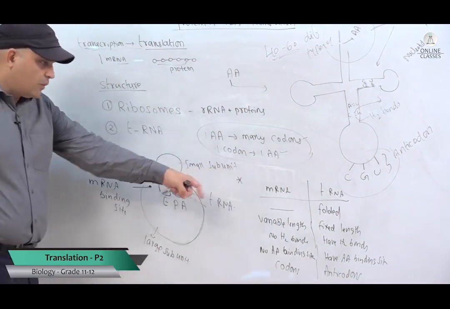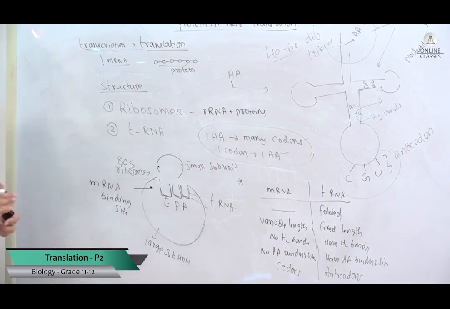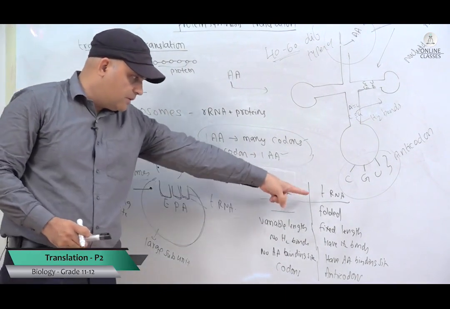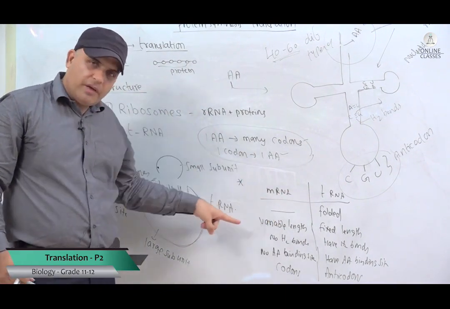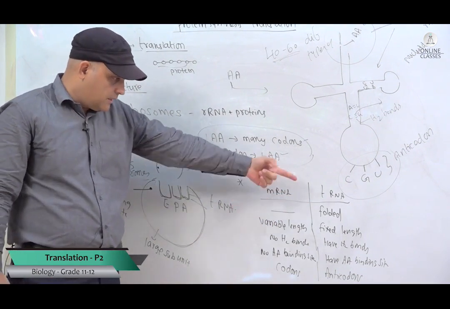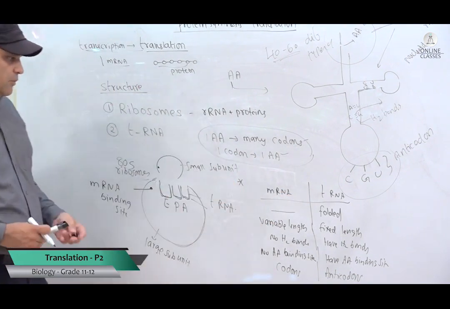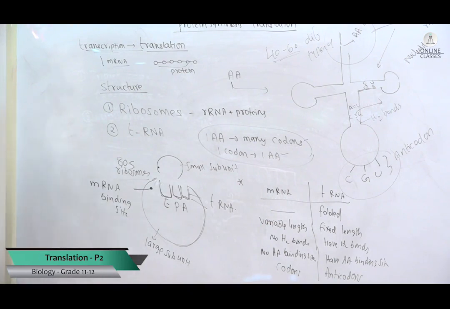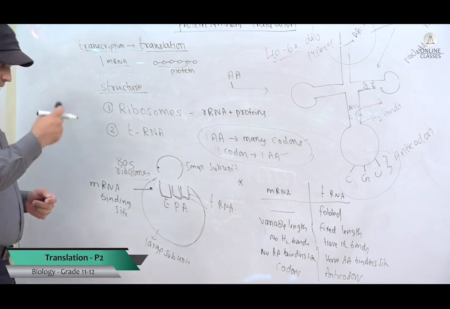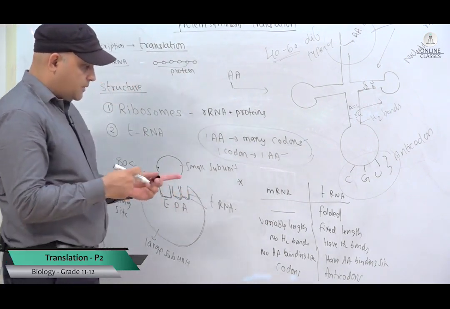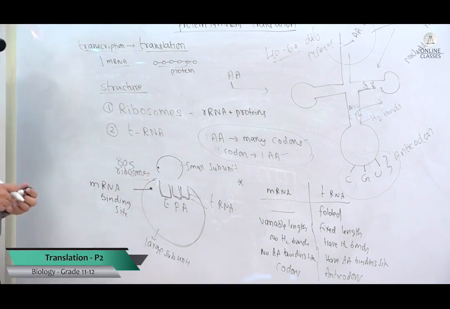This part is very, very important. Differentiate between mRNA and tRNA. mRNA is a straight chain compound, while tRNA might be folded. mRNA may have variable length depending on the gene length, and tRNA will be fixed length. mRNA has no hydrogen bonds, but tRNA does have hydrogen bonds. mRNA has no amino acid binding site, but tRNA has amino acid binding sites. mRNA has codons and tRNA has anticodons.